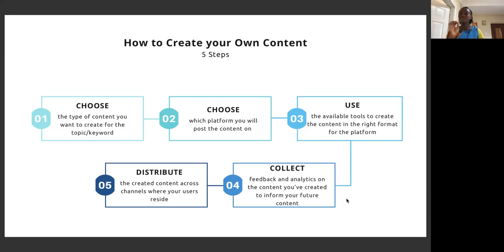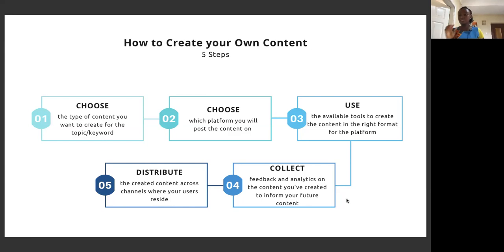Now that you have chosen the content type, you have chosen the platform, you have created the content and distributed it, the final thing is that you collect feedback and analytics. And this is important in creating your own content because the feedback and analytics lets you know which content type works best for your audience. And then you continue giving them that content type.